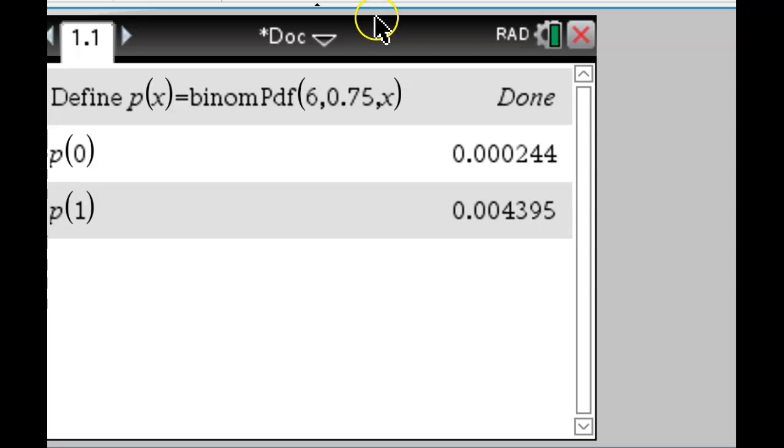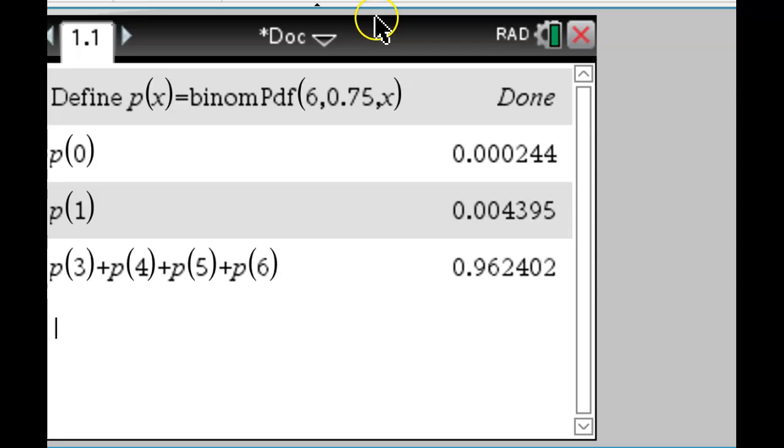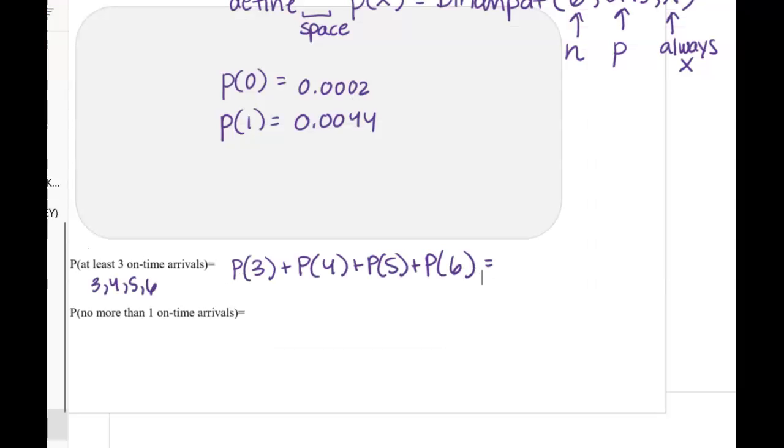So now we can just type in P of 3 plus P of 4 plus P of 5 plus P of 6. 0.962. Might as well use 4. 0.9624. Cool, huh? A lot faster than typing in all those formulas individually. So this is 0.9624, so about 96% probability.